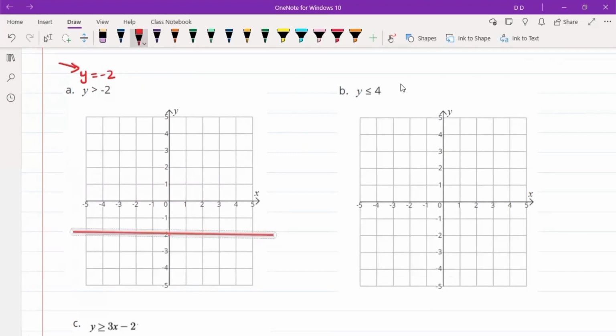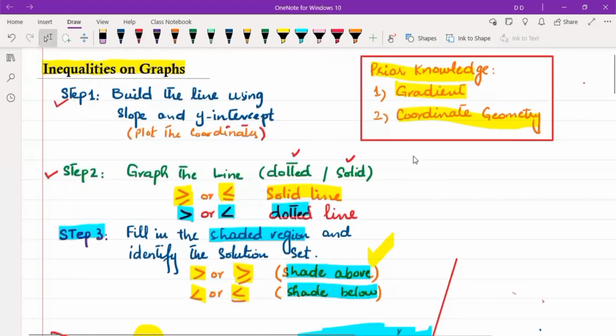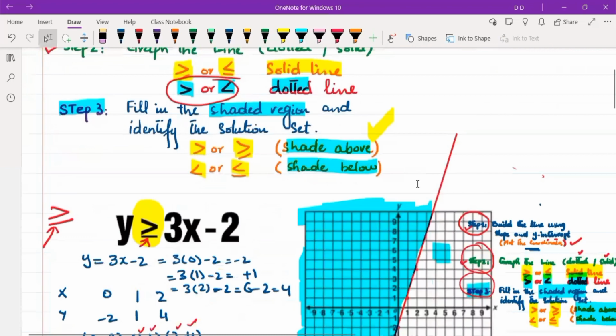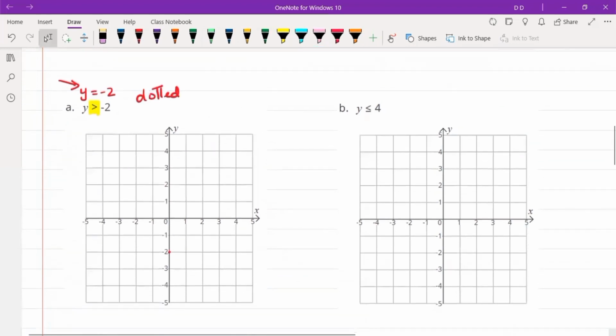But the point is, do I need to draw a dotted line or a solid line? Which line do I need to draw? Dotted or solid? Let's move back to the rules. The rule says, when will the line be dotted? When we are using both greater than and lesser than signs without equals to. As per this inequality, there is a greater than, so the line will be a dotted line. So I will plot the dotted line here. Ignore the imperfection.